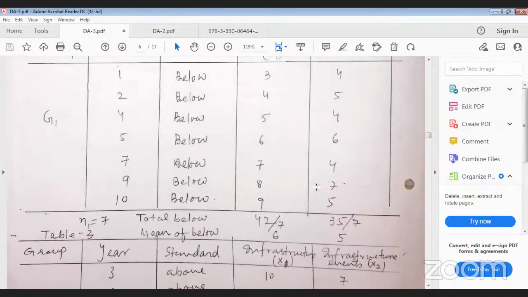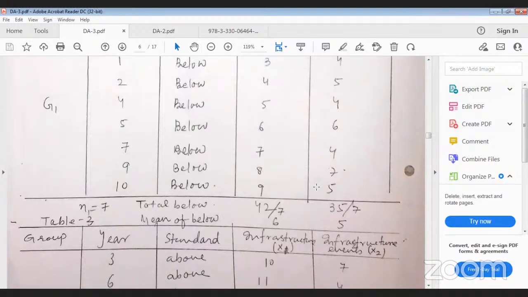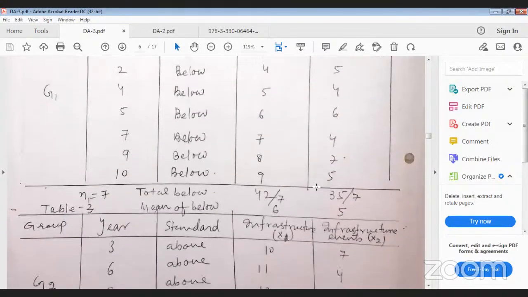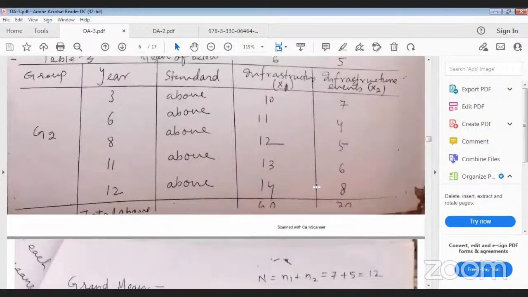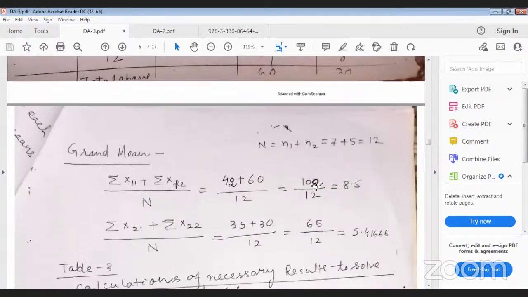Group 1 I have taken as the below group, and group 2 is your above group. Out of these 12 data, first you write them in tabular form, step 1. In step 2 you separate, means classify, them into one table for below and another table for above. Third, you calculate the mean of each group, group 1 the below group and group 2 the above group: the mean of x1 and mean of x2 for the below group, and similarly for the above group. I think you can understand this. Then you have to calculate the grand mean.